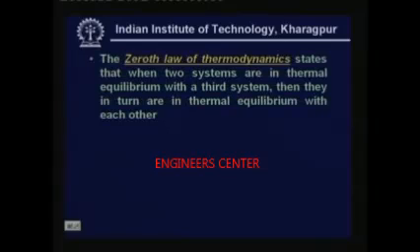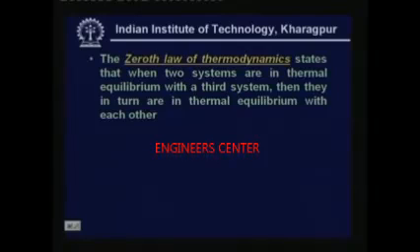Let us start with zeroth law. The zeroth law of thermodynamics states that when 2 systems are in thermal equilibrium with a third system, then they in turn are in thermal equilibrium with each other. That means, let us say that there are 3 systems A, B, C. A is in thermal equilibrium with B, B is in thermal equilibrium with C. That means, A will be in thermal equilibrium with C. So, this is simply the zeroth law of thermodynamics.